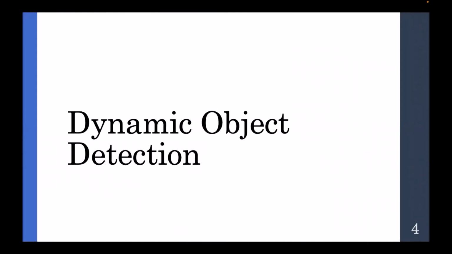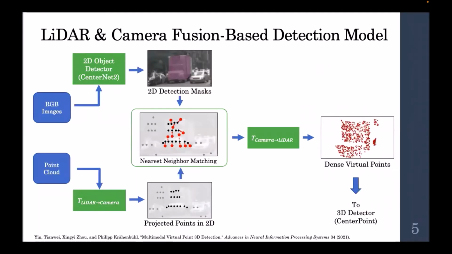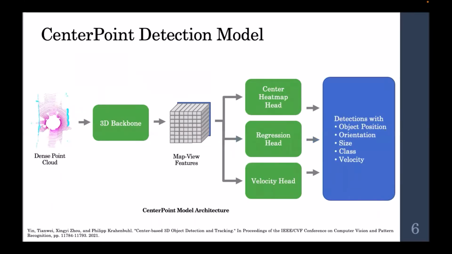First, let's discuss the detection model. The RGB images are fed into a 2D detection model while the sparse 3D point cloud is projected to a 2D plane. Then these points are matched with nearest neighbor matching. After that, a dense 3D point cloud is created by converting the obtained dense 2D point cloud. That dense point cloud is then input into a 3D backbone network from which map view features are output. Then, from a center heat map head, a regression head, and a velocity head, parameters such as position, orientation, and size are calculated.